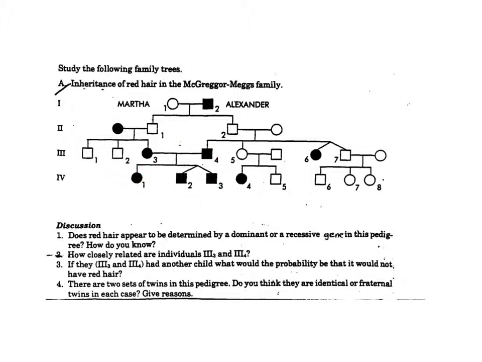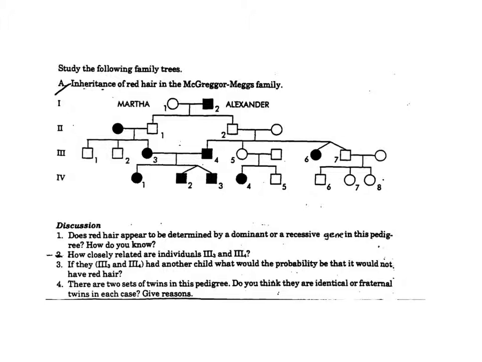Okay? Now, let's have a look. Does red hair appear to be determined by a dominant or recessive gene in this pedigree? How do you know? The easiest way to look in this case is to look just in this section here. We've got two parents here who do not have red hair, but they have got two children who do have red hair. That means that these people both must be carriers. So they're carriers. That means that the red hair has to be a recessive characteristic.